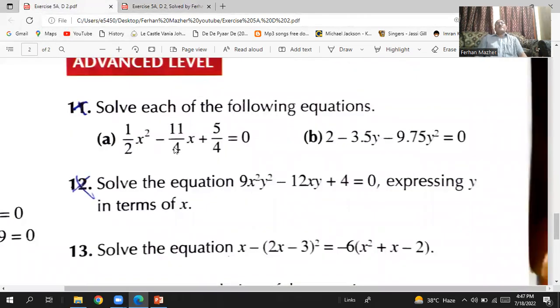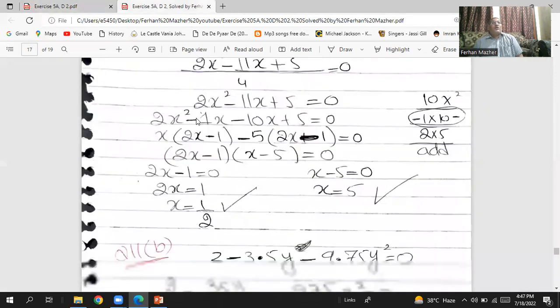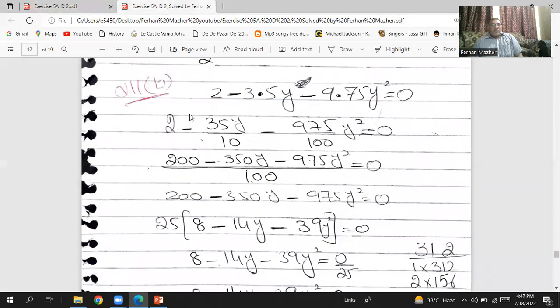Okay, so we are going to question number 11. It's B part. It is 2 minus 3.5y minus 9.75y square equals to 0. So this is 2 minus 35y by 10 minus 975y square by 100. We have removed the decimal signs and converted them from the decimal fraction into the normal fraction.